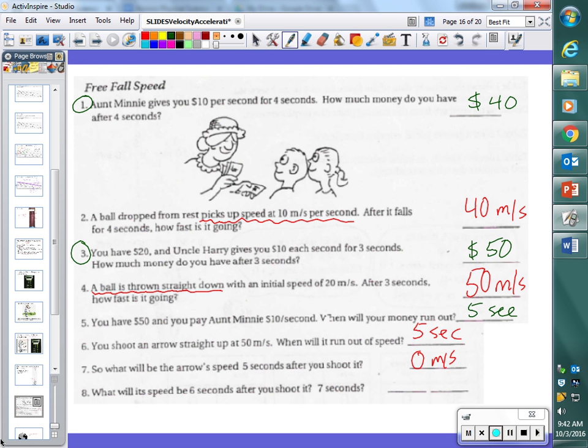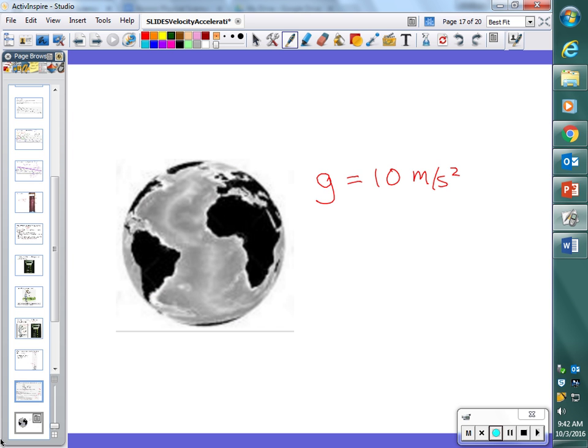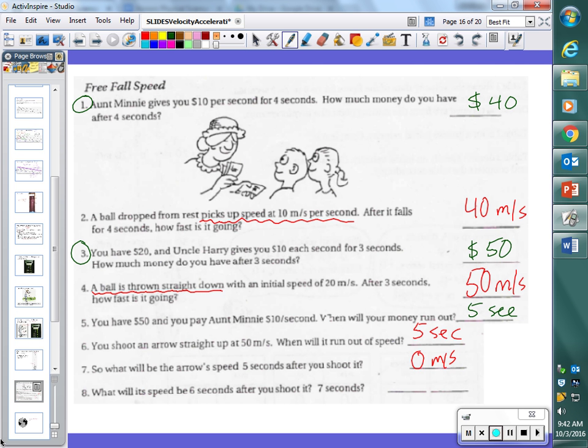And remember, we talked about that these problems here are not taking place on Earth. They're taking place on a planet very similar to Earth that has an acceleration just slightly higher, equal to 10, and that makes doing our math a lot easier. All right. When we left off, we were talking about these 3 questions here. Question number 6, question number 7, and question number 8.